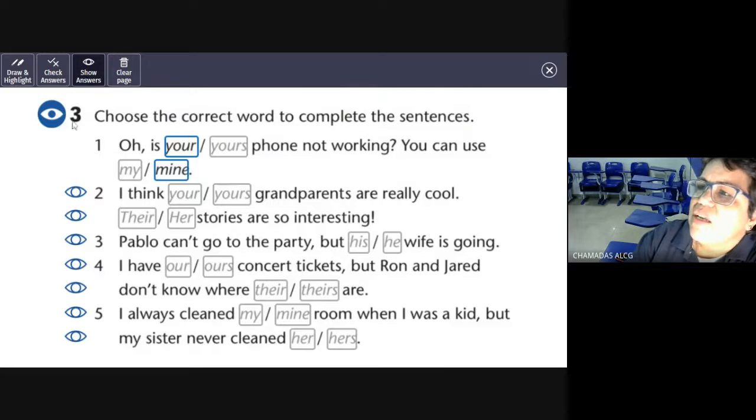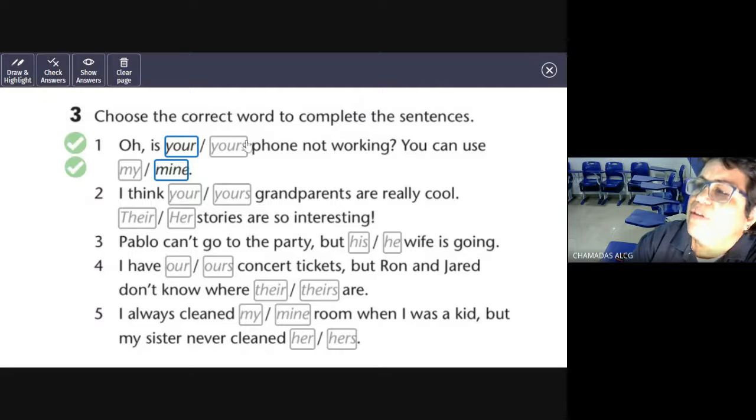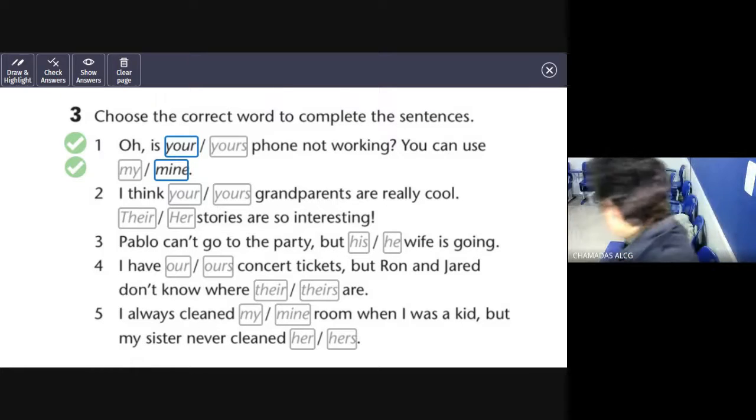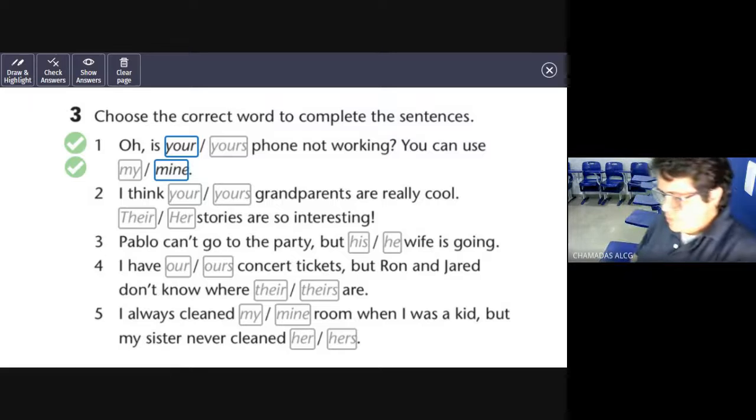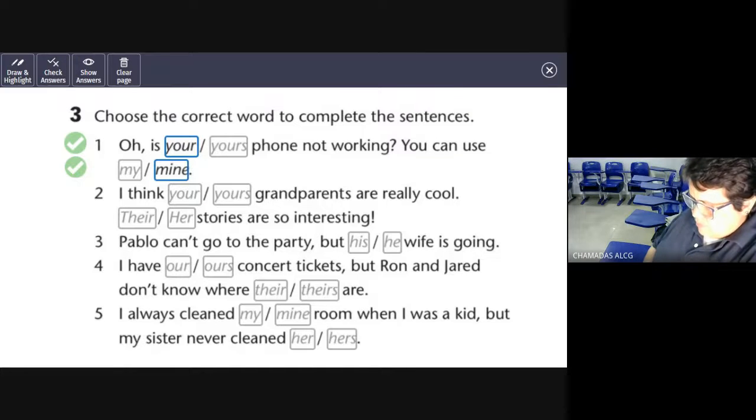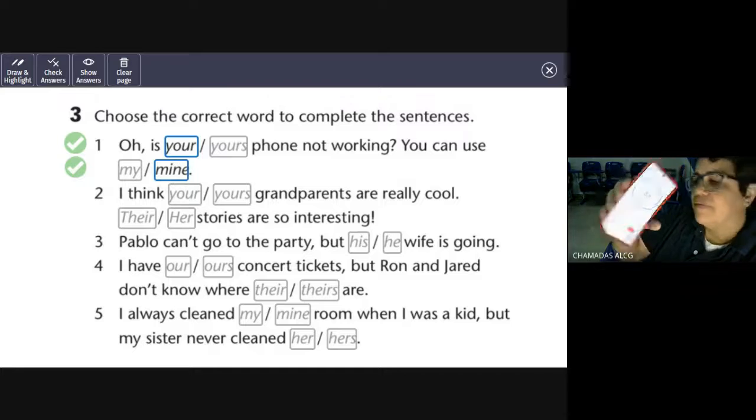Checking the answers here. Okay. Now I will give you 1 minute to do the other one. So number your page on your notebook from 1 to 5 and record your answers. Okay? Let's see, 1 minute. All right, there you go.